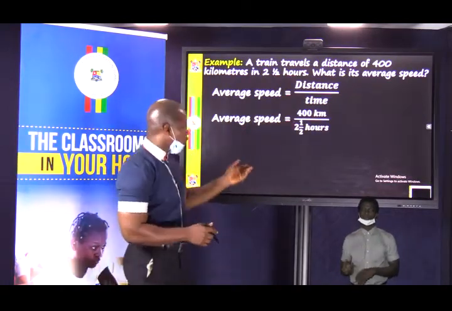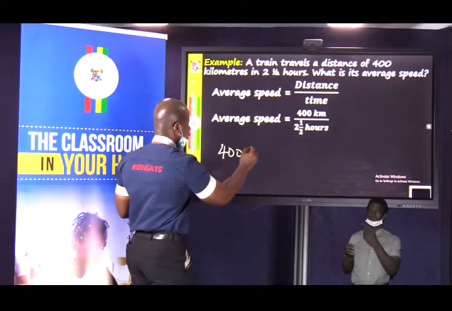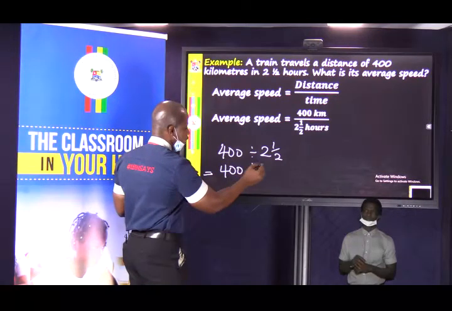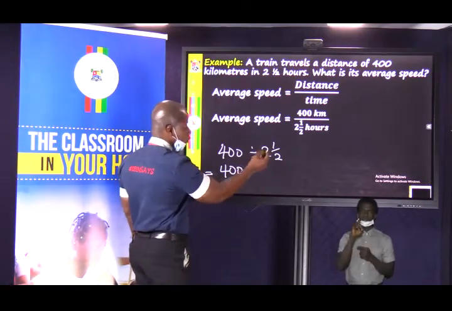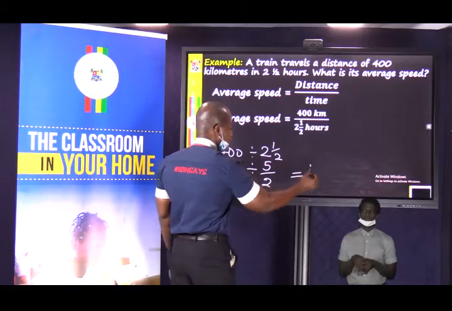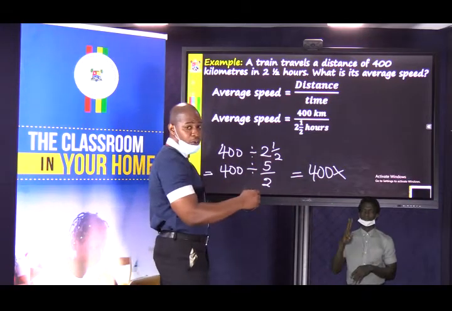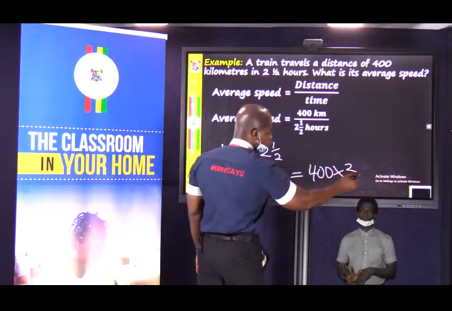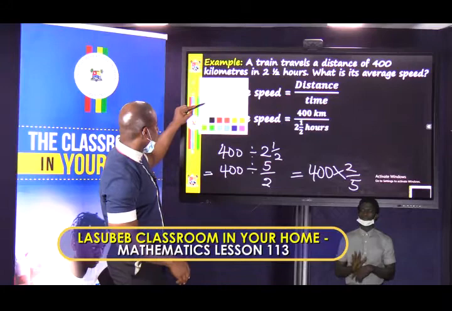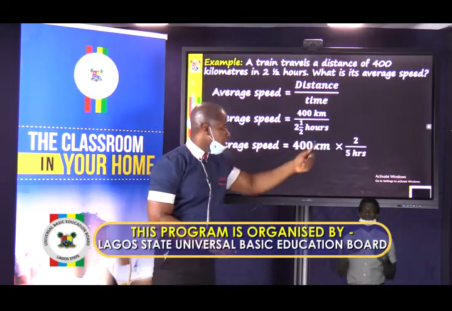Let me quickly resolve this before we move on to the next line. Now 400 divided by 2.5 is the same as saying 400 divided by, changing this to a mixed number, 2 times 2 is 4 plus 1, 5, that is divided by 5 over 2. But of course, it's also the same as saying 400, we change this division to multiplication, and we take the reciprocal of the divisor, which is 5 over 2. That becomes 2 over 5. So that is what we are supposed to have on the next line. 400 kilometers times 2 over 5.